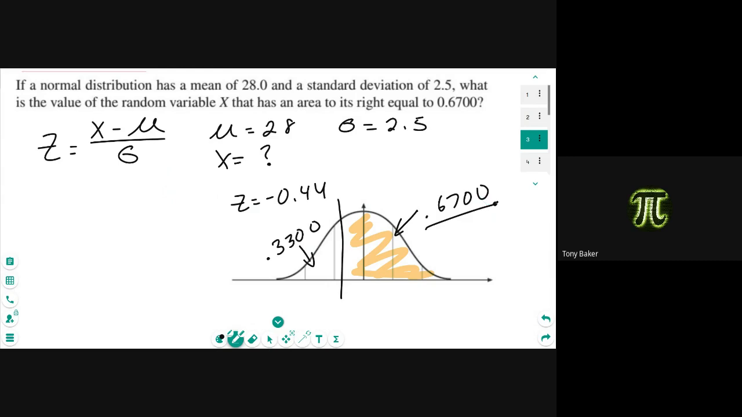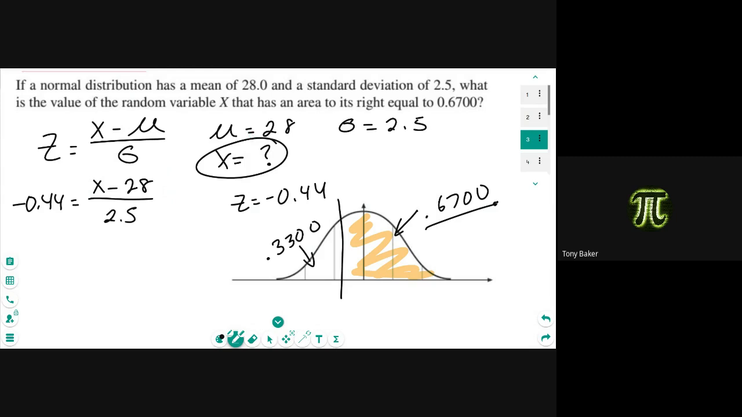So now I know my Z, I know my mean, and I know my standard deviation. So negative 0.44 equals x minus 28 over 2.5. We're using our z-score table, our z-score formula. I don't have my x in this problem. They didn't give me my x. My x is a question mark. I need to find it.